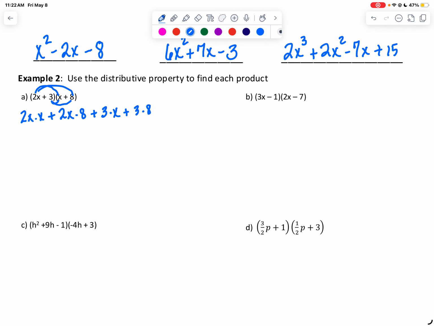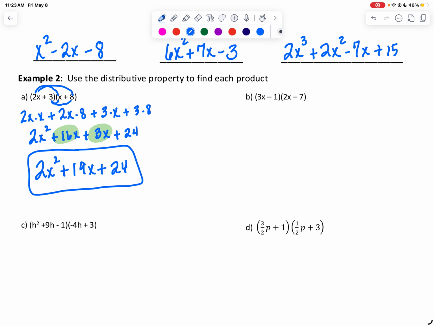Now we'll simplify that. 2x times x gives me 2x squared. 2x times 8 gives me 16x. 3 times x gives me positive 3x, and 3 times 8 gives me positive 24. You just have to be careful here because now you have like terms that need to be combined. So 2x squared, 16x plus 3x gives you 19x, and then plus 24.